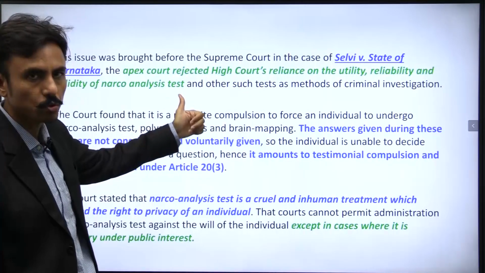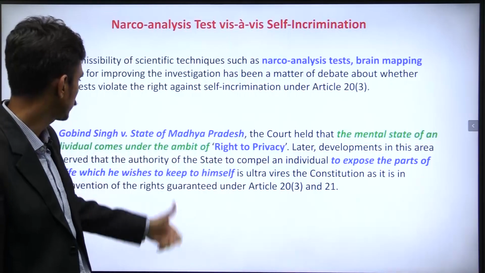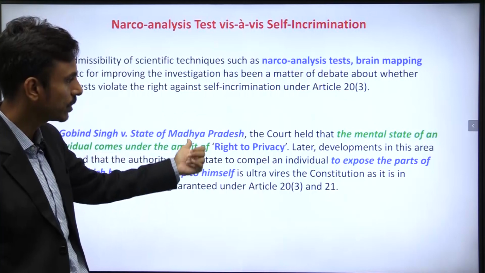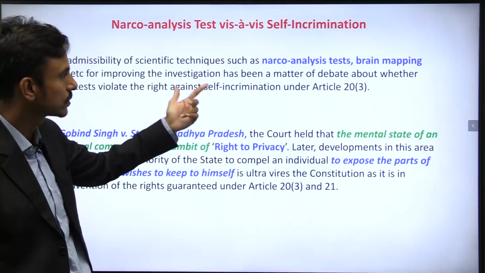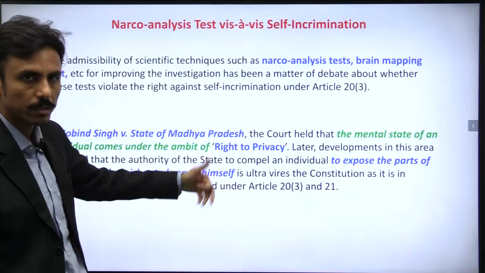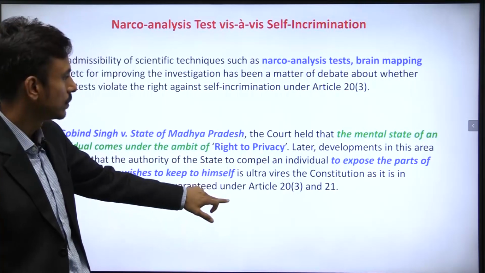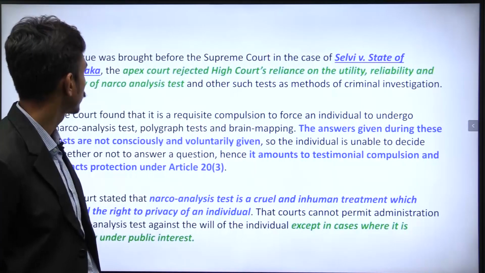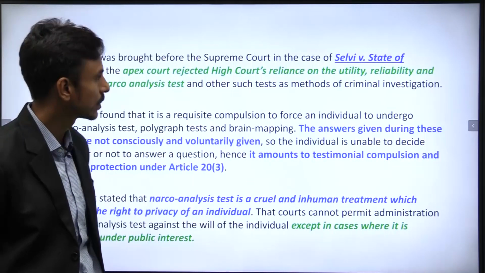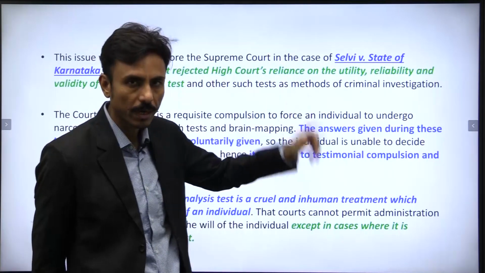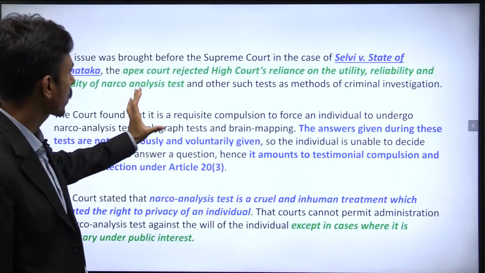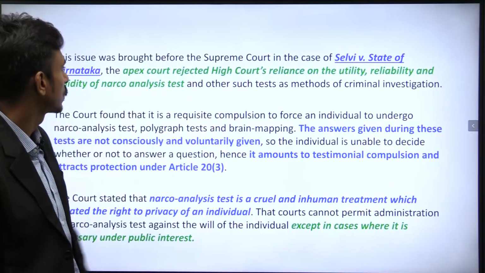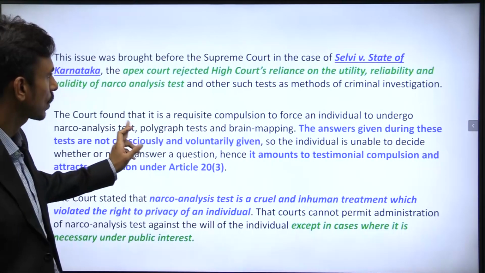Guys, this issue was later brought to the Supreme Court in Selvi versus State of Karnataka, where the apex court rejected the High Court's reliance, because this was the High Court's judgment, right? Govind Singh versus State of Madhya Pradesh was a High Court judgment which banned the use of narco analysis and brain mapping tests. Whereas when this case went to the Supreme Court under Selvi versus State of Karnataka, the Supreme Court rejected the High Court's reliance on the utility, reliability and validity of the narco analysis test and other such tests as a method of criminal investigation, right.